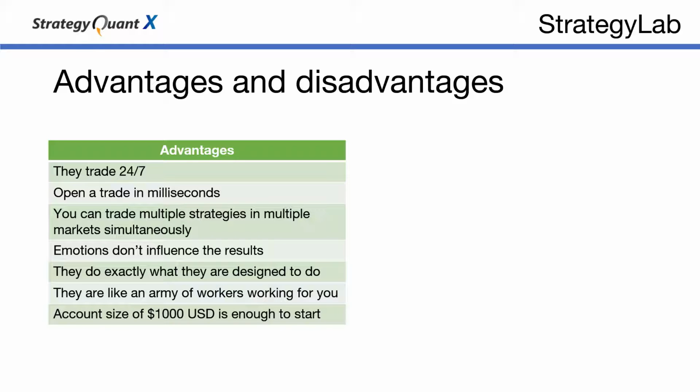Minimum capital requirement. For example, you can start with $1,000 to trade a portfolio of strategies on microcurrency pairs. That's very difficult to achieve in any other way.